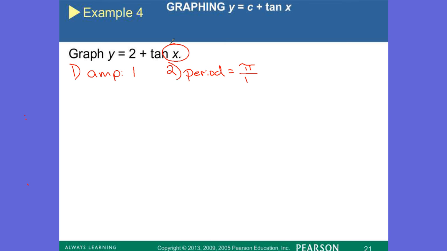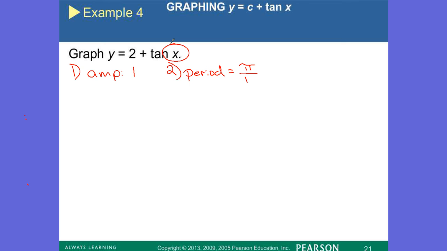This one says 4. That says x. Example 4. Alright, step number 3.